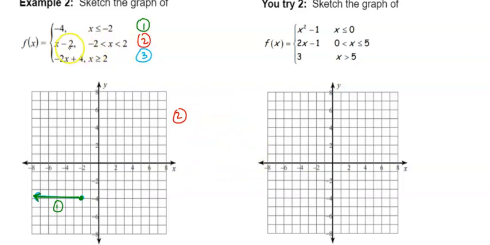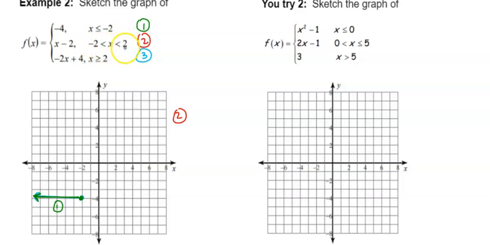So for the second piece, it is a line. It has 2 endpoints for its constraints. This is a compound inequality, I've got a left endpoint and a right endpoint. Left endpoint, it should be the value of the function at x equals -2. It should have an open dot because there's no equal to.